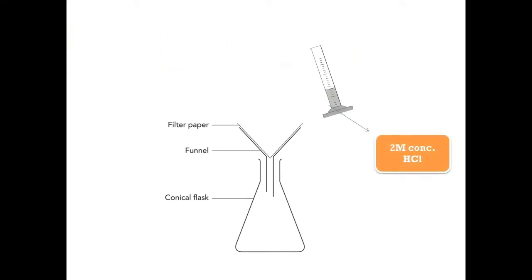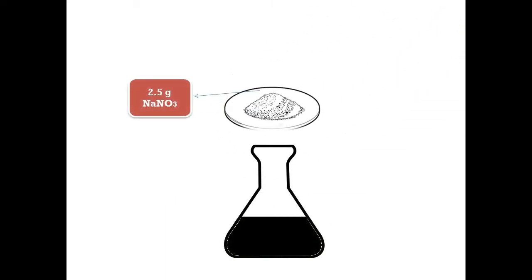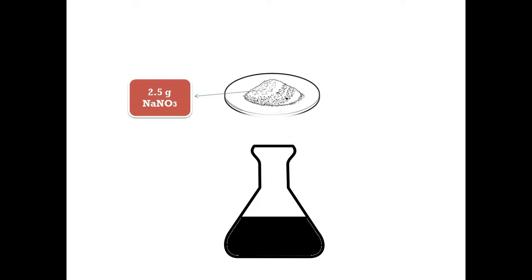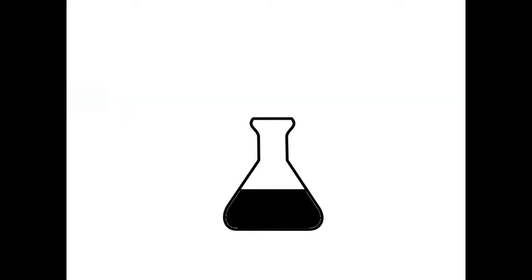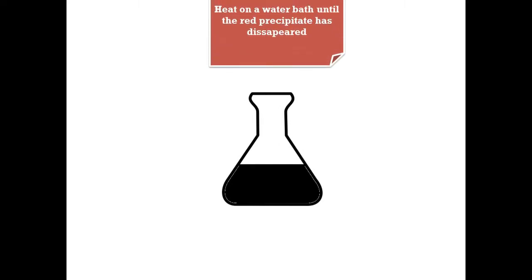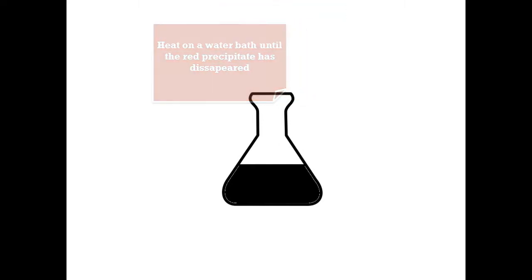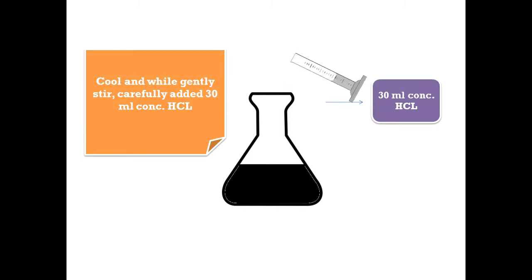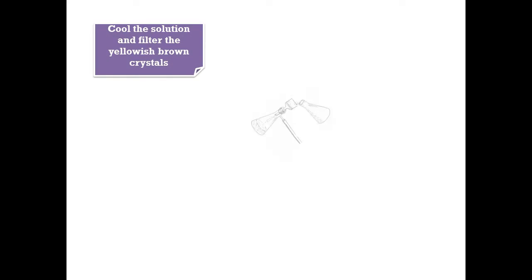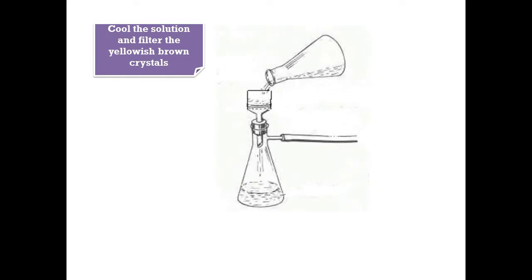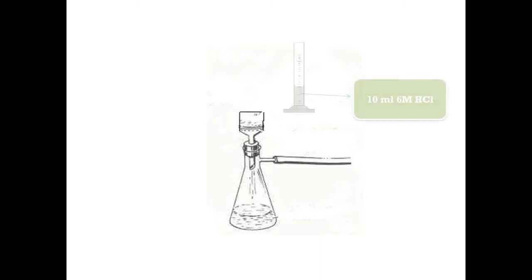Add 2 molar HCl until the solution is slightly acidic. Add 2.5 grams sodium nitrite and heat on a water bath until the red precipitate disappears. Cool and gently stir, carefully adding 30 ml HCl. Cool the solution and filter the yellowish brown crystals. Wash the precipitate with 10 ml 6 molar HCl. Record IR and UV-Vis spectra.